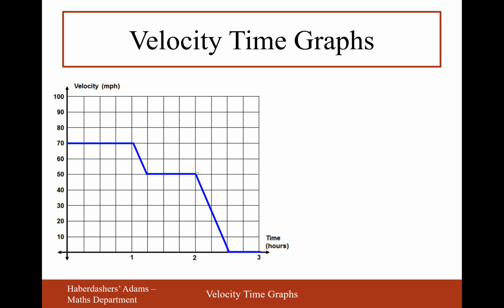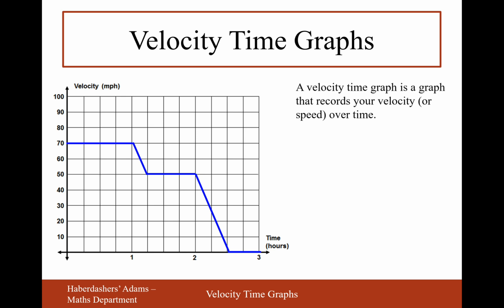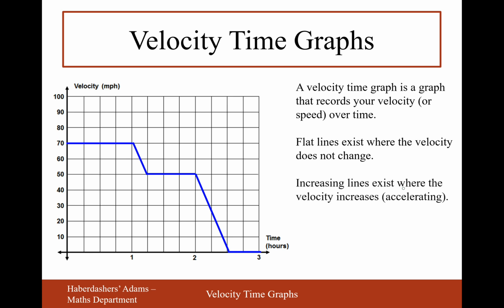So that's what a velocity time graph measures. It measures the speed that you've been travelling at over a certain period of time. A velocity time graph is a graph that records your velocity over time. And what you see is that the flat lines exist where the velocity does not change, for example 70 miles per hour or 50 miles per hour or 0 miles per hour. Increasing lines, we don't have any here, but increasing lines exist where the velocity is increasing. But we do have some decreasing lines here, this section here and this section here, where we have our velocity decreasing over time. We call that deceleration.